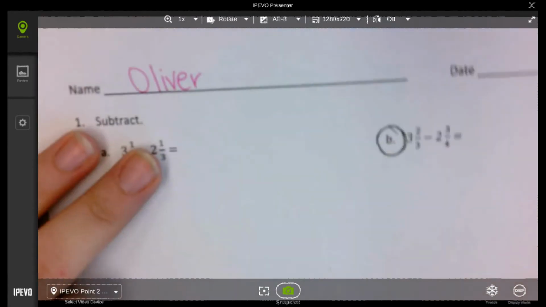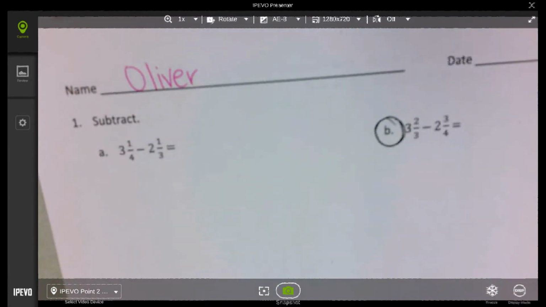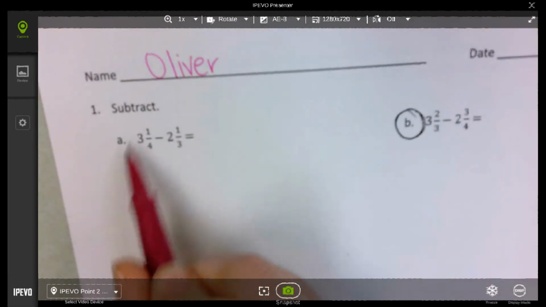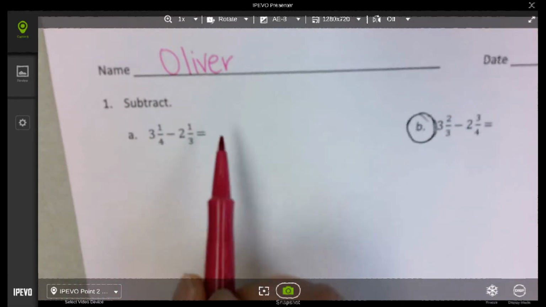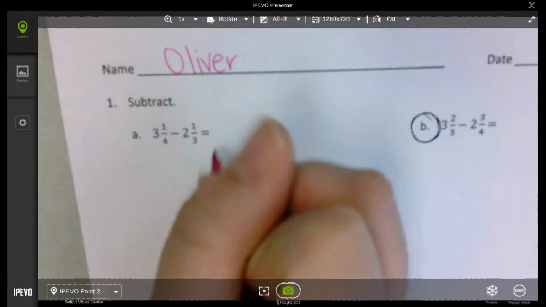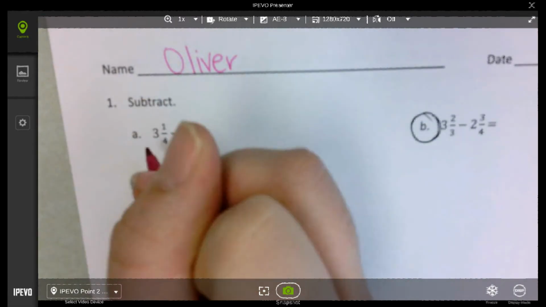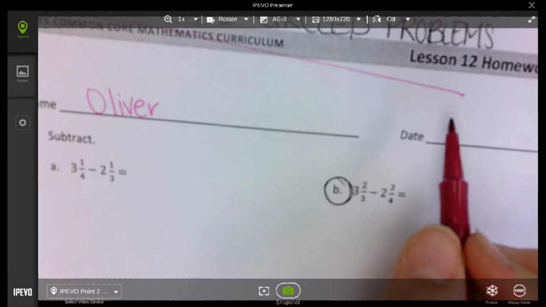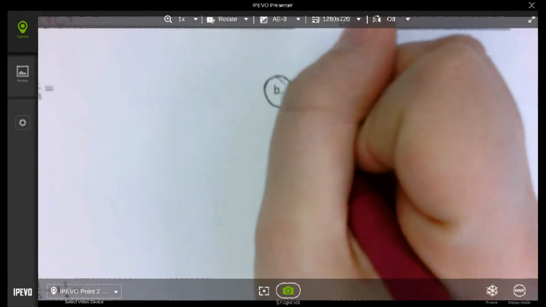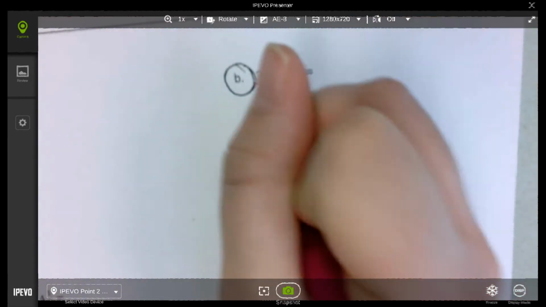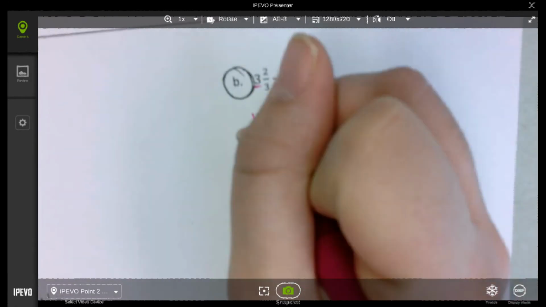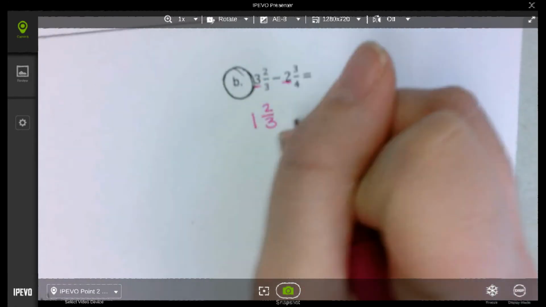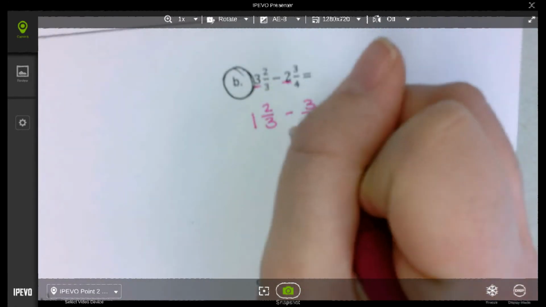And what we learned about today was that we can't always just subtract straight across because sometimes our first term might be smaller than our second term. But the first thing we're always going to do is subtract those whole numbers. Oh, also, only do circled problems. Okay, so we're going to subtract 3 and 2. 3 minus 2 is 1, and I'm going to rewrite it as 1 2/3 minus 3/4.